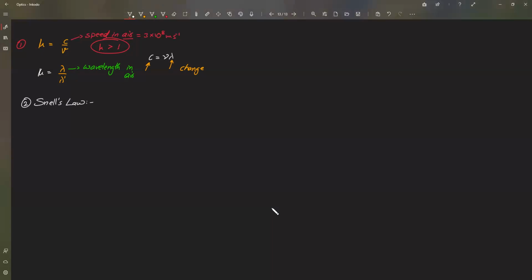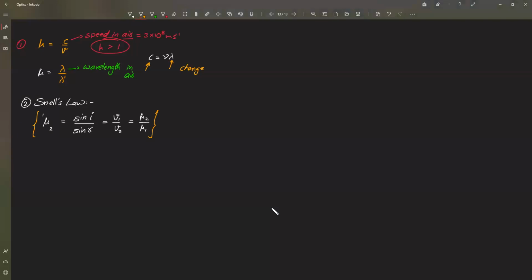So what did we cover in Snell's law? If light is traveling from medium 1 to medium 2, then the relative refractive index of medium 2 with respect to 1 is sin I divided by sin R. Which is also equal to V1 divided by V2, and that is also equal to mu2 divided by mu1, right? So that is Snell's law. I hope there is no confusion in this.